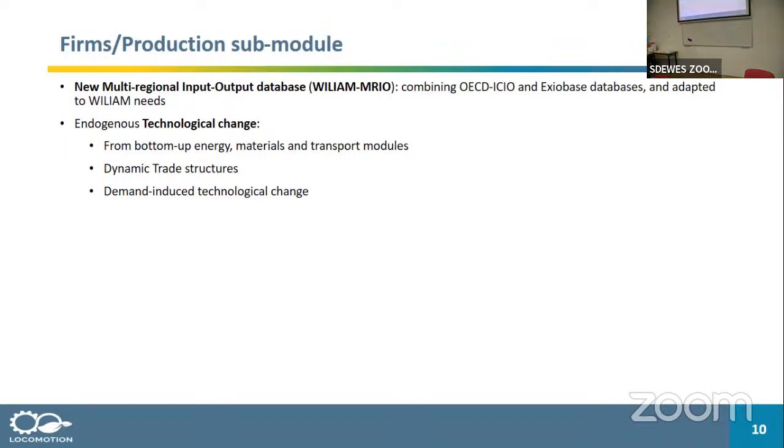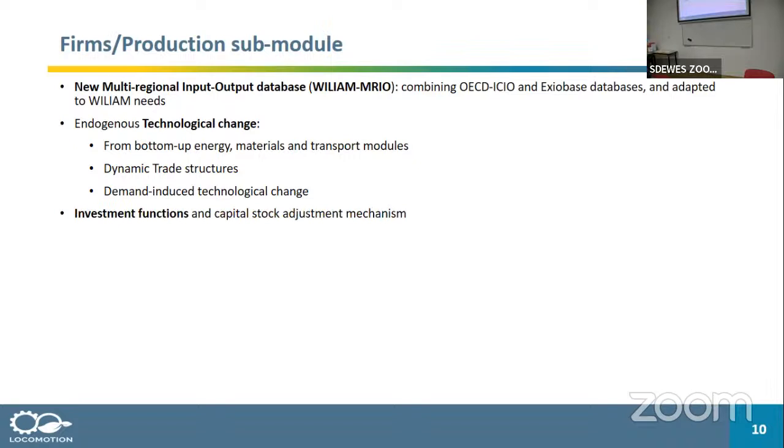Yes? Do you also have a sector that produces knowledge or education or human capital? Well, we have the education sector, but the skills and these things are modeled in the socio-demographical module.